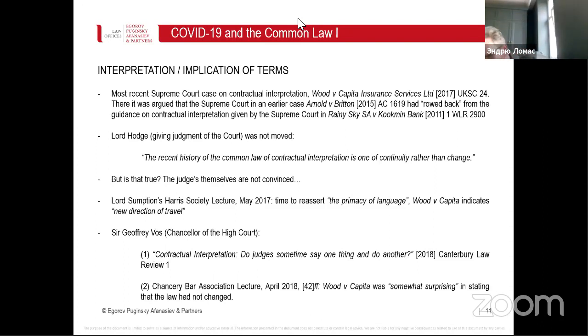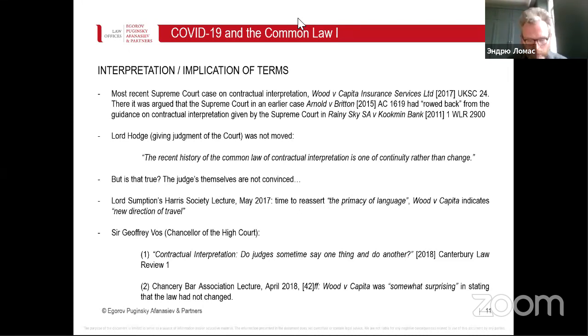And he's not alone in thinking this. I've put two references to what Sir Geoffrey Voss, who's the current Chancellor of the High Court, has written here. And they actually interrelate. So the lecture that's number 2 here he gave to the Chancery Bar Association. So he said, in Rainy Sky, a two-step approach to contractual construction was introduced. First, the court must identify what constructions of the actual words are possible, and second, it must determine which of them is most consistent with business common sense. In Wood and Capita, this approach was said to represent continuity rather than change, so the point I've made above, which I found somewhat surprising for the reasons I set out in the lecture, Contractual Interpretation.